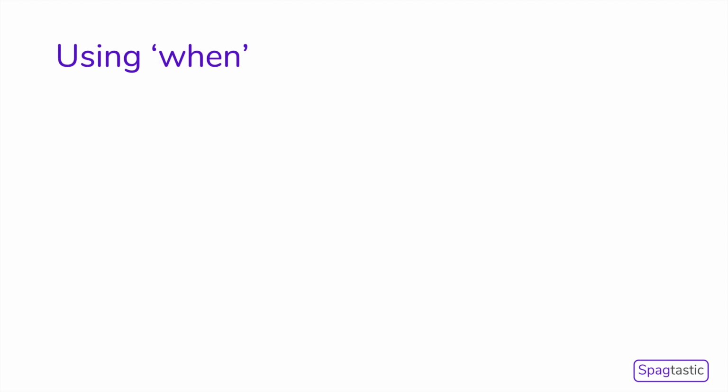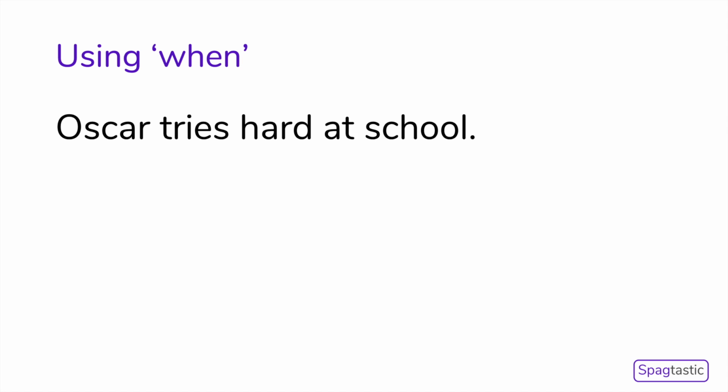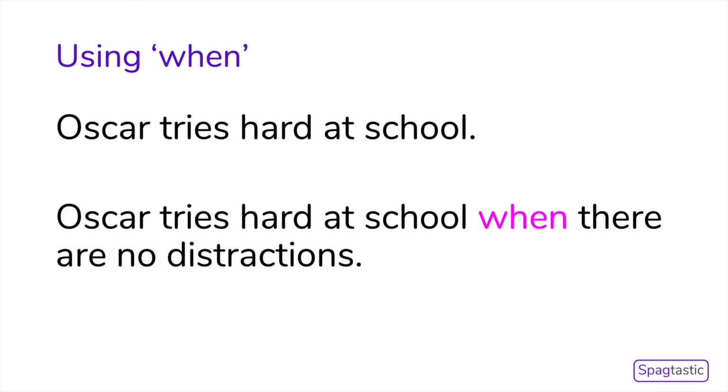Let's learn about the subordinating conjunction when. If we take the sentence, Oscar tries hard at school, this sentence makes sense by itself and it's a complete piece of information. It's a main clause. We can use the subordinating conjunction when to add more detail. Oscar tries hard at school when there are no distractions.